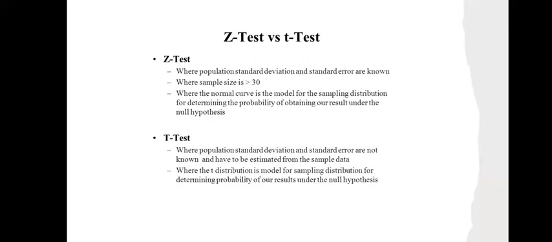Here is a little comparison between the z-test and t-test. Z-test: where the population standard deviation and standard errors are known, and where the sample size is greater than 30, where the normal curve is the model for the sampling distribution for determining the probability of obtaining our result under the null hypothesis. For the t-test: where the population standard deviation and standard errors are not known and have to be estimated from the sample data, where the t-distribution is the model for the sampling distribution for determining the probability of our results under the null hypothesis.